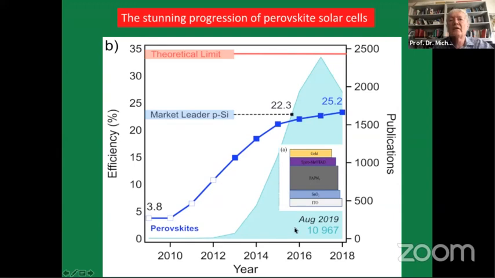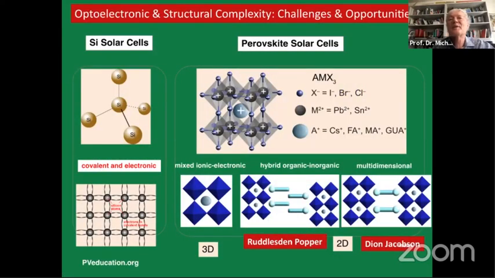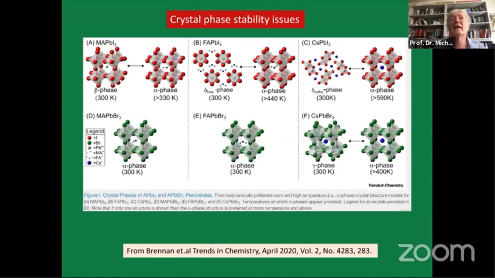And also note that the number of publications today is somewhere around 15,000 or even higher. So an incredible number of papers coming out. But these systems are complex. They have complexity of composition, and also structural complexity. There are 2-dimensional perovskites, 3-dimensional perovskites, so compare this to silicon. It's a much more complex scientific problem. And I just mentioned the crystal phase stability issues.